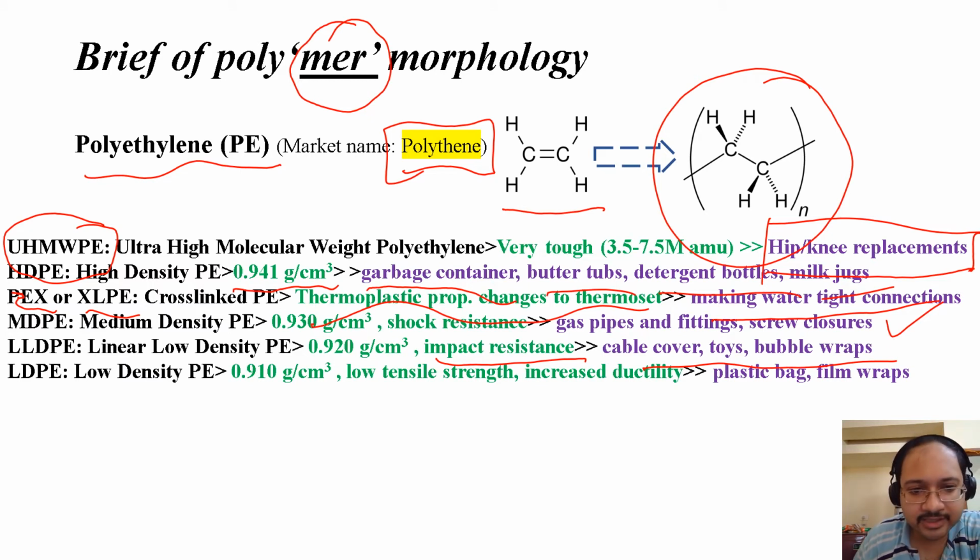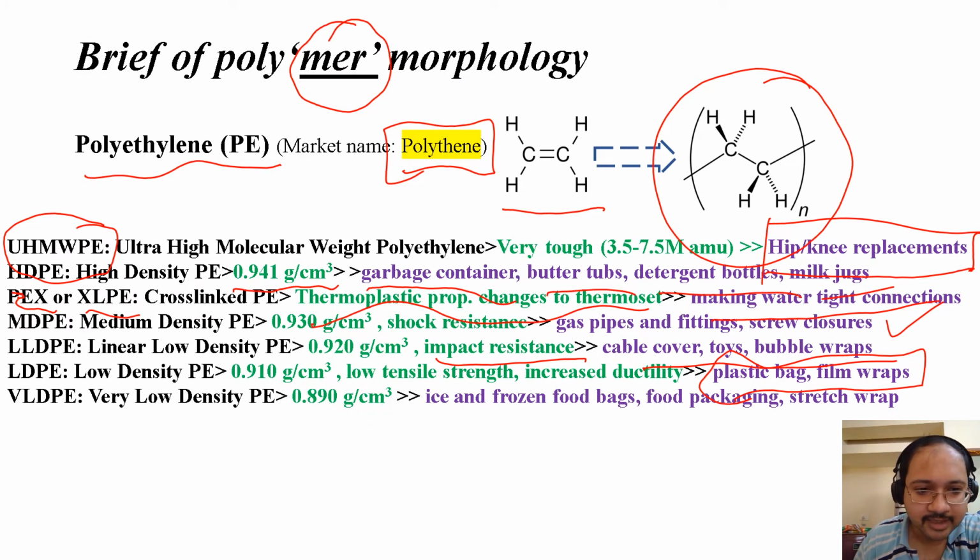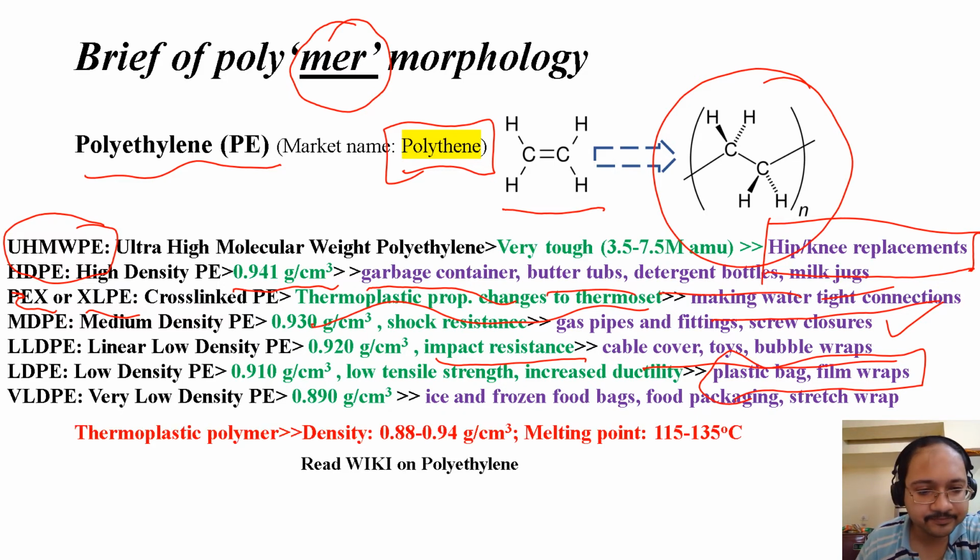Then the low density polyethylene, which is the least one, that is 0.91 gram per cc with low tensile strength and increased ductility, typically used for plastic bags or film rolls. This is what you get from the market. Then the very low density polyethylene: ice and frozen food bags, food packaging, stretch wrap, polythene wraps.